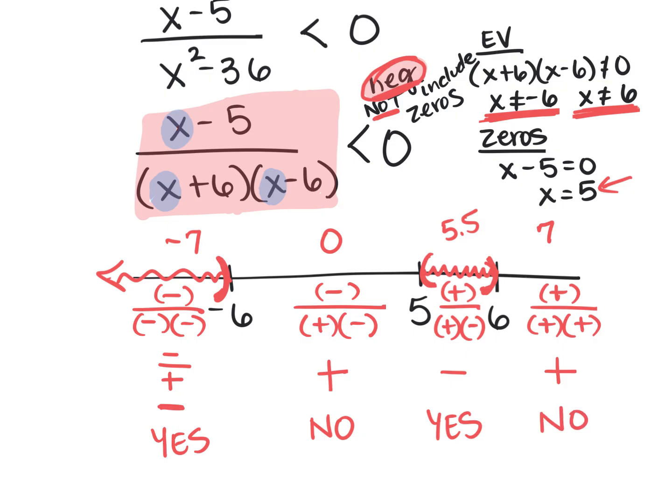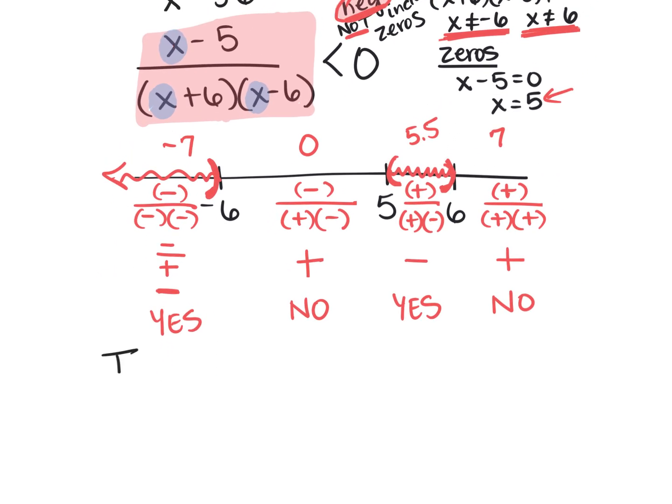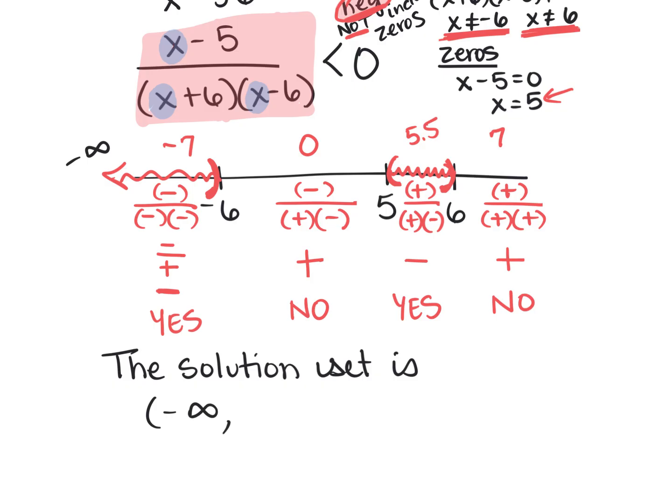So all of my testing is finished, and I'm looking at my number line, and I can say that the solution is, and our solution set is, and we're always going to start from the left and go to the right. So I'm going to have negative infinity up to but not including negative 6, and then union, because all the numbers between 5 and 6 will also work.